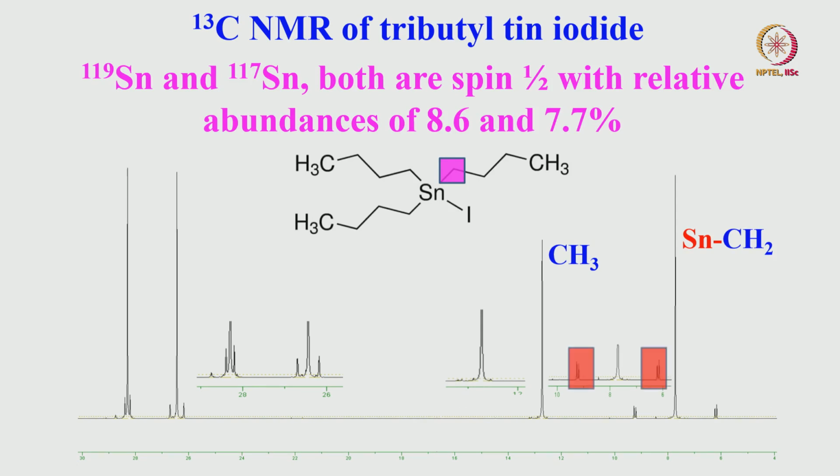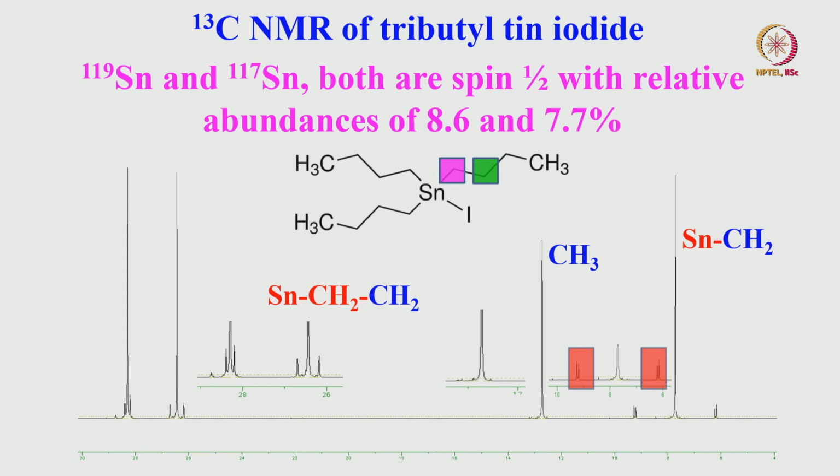And interestingly, if you look at this CH2 carbon directly attached to tin and expand it, it is expanded here. You can see 2 peaks on either side. They are satellites of tin coupling to this carbon of CH2. They are nearly of equal intensity, as I said, the abundance is almost similar, and the couplings are different. One is tin 117 coupling to carbon, the other is tin 119 coupling to carbon, which we can find out very easily; that is not a difficult thing.